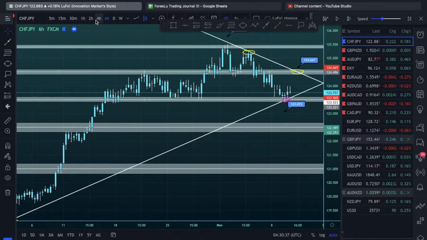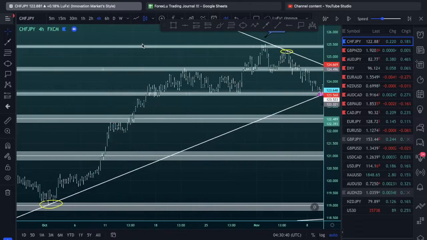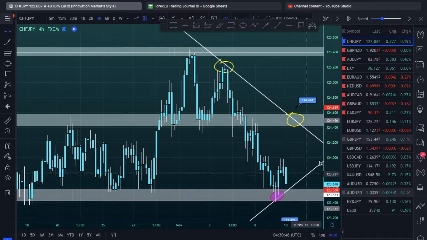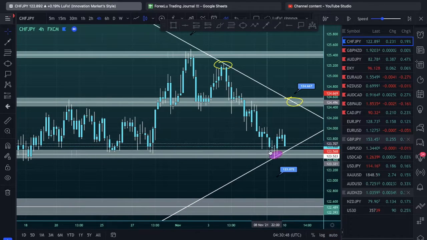So you see how price came. Let's drop it down to the 4-hour. So you see how price came and it hit here and it bounced up. Hit here again, bounced up. Hit here again, bounced up. Well, this is another support level. So I was just thinking that price is going to come here, and if it rejected good, then it was going to bounce up.